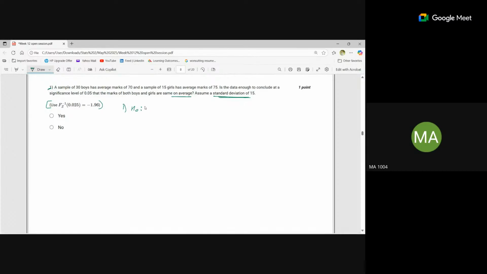For a two sample Z test, what was my null hypothesis? mu1 equal to mu2. And what was my alternative hypothesis according to this question? mu1 unequal to mu2. So my null hypothesis would be that the average of both boys and girls are the same, and the alternative would be that they are different. Okay. Now the second step. What would be my test statistic?